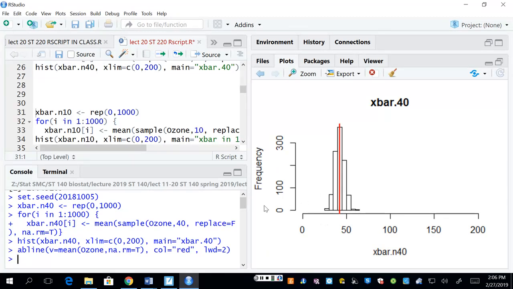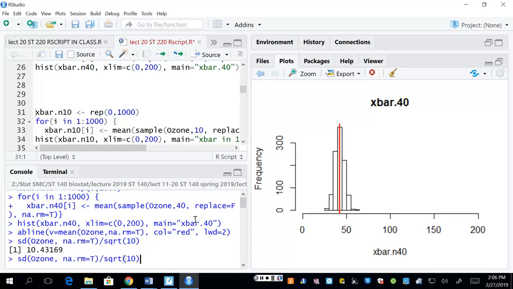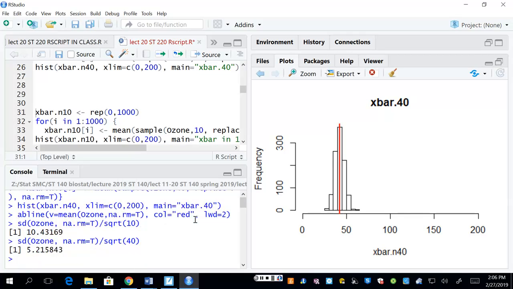The standard error before, using S over the square root of n, was 10. If we put 40 in here, it's about 5. About half as much. So the distribution is more narrow. So based on 40, this would suggest that our X bars are going to be more accurate. So we're going to turn this into a confidence interval. Any questions about this type of simulation?